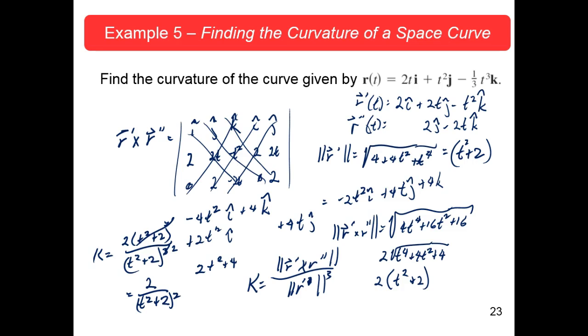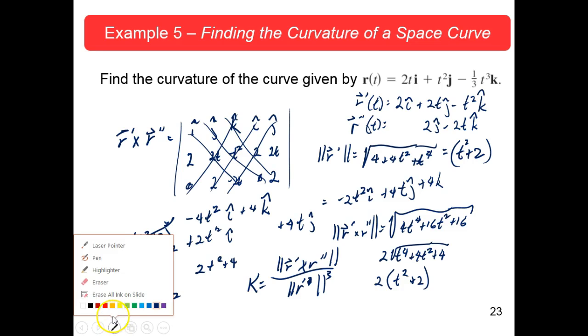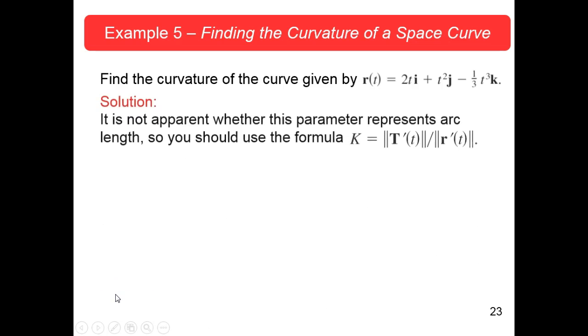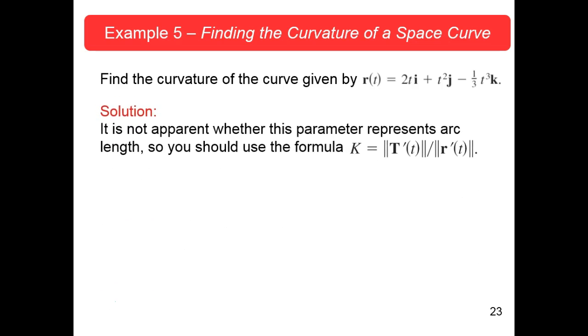They did it using the unit tangent vector. I did it this way, which frankly I found a little bit easier in this case. All right. Let's see how they do it, which will be using unit tangent vector. And you determine which one you like better. Okay? It's not apparent whether this parameter represents arc length, so you should use the formula, this one. Okay? Or the other one, and they chose to use this one.